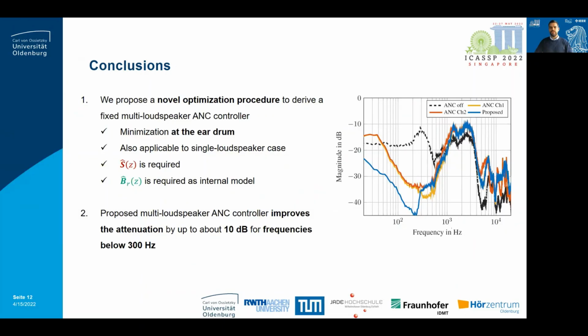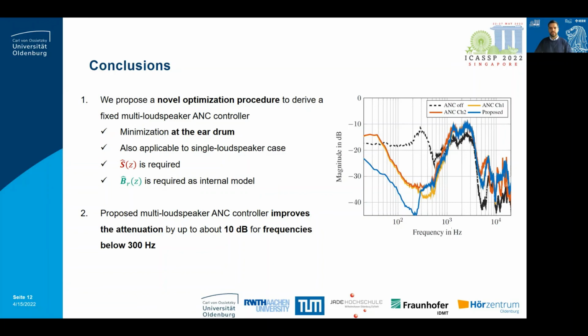Now we have reached the conclusions. During this presentation, I have shown you a novel optimization procedure to derive a fixed multi-loudspeaker ANC controller that aims at minimizing the sound pressure at the eardrum. The convex objective function with multiple constraints is both applicable to single as well as multiple loudspeaker ANC controllers, whereas during the optimization only the loudspeaker to eardrum transfer function S is required, the loudspeaker to microphone transfer function B sub R is also required during the control stage as internal model for the real-time estimation of the sound pressure at the eardrum.